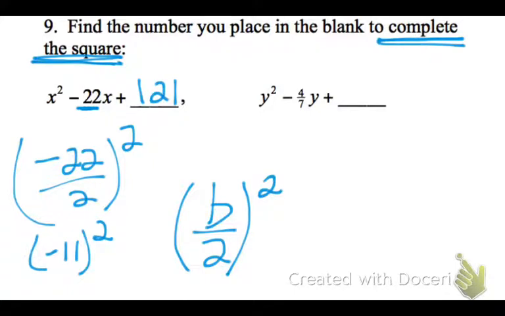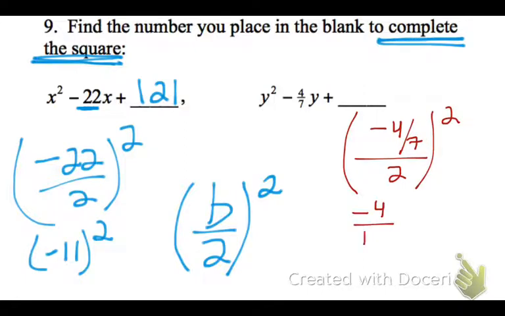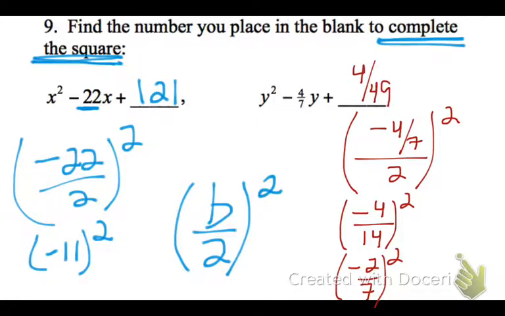The next one is a little more interesting, I guess. You'd have negative 4 over 7 over 2 squared. That would be negative 4 over 14. The 7 and the 2 multiply to each other. And then we can simplify that a little bit. We get negative 2 over 7 squared. So it looks like 4 over 49 is what we would get. Alright, I guess we're good with that. That took all of not very much time. Let's look at the next one.